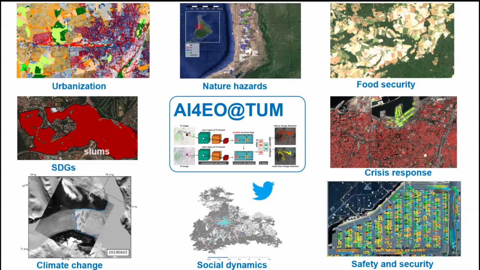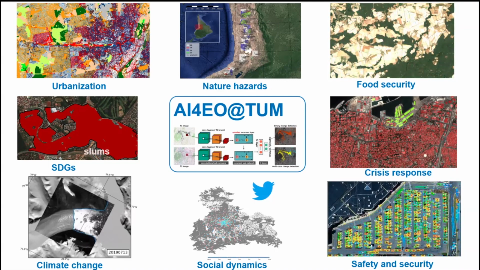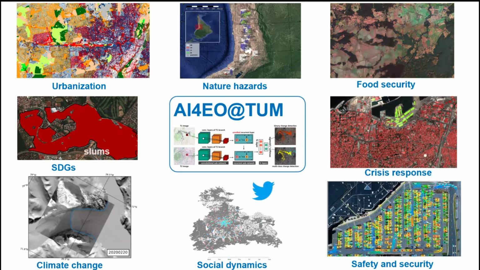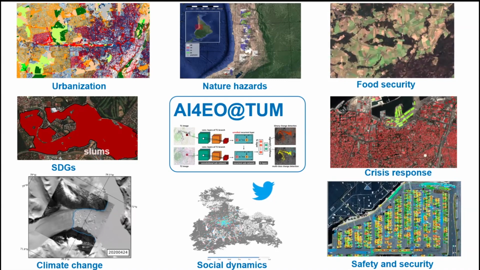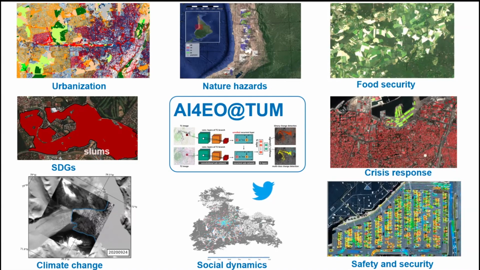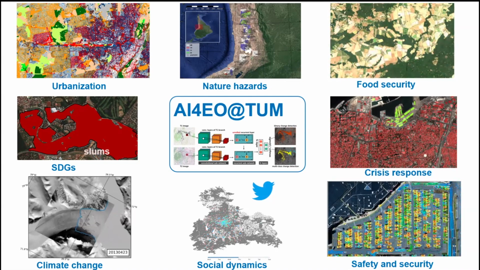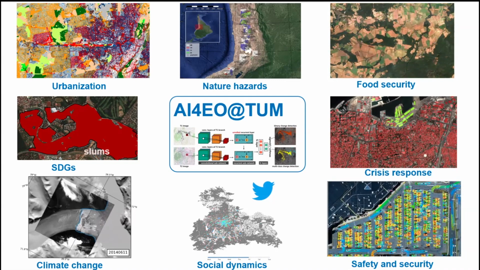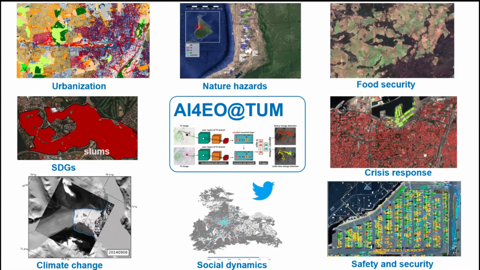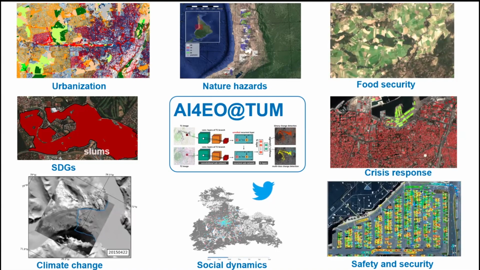Other than that, we also work on very unconventional geodata like tweets. For example, we have been streaming global tweets, which is now no longer possible, but in the past for 4 or 5 years on a global scale. We are trying to understand social dynamics globally. And finally, we also work on very practical things like safety and security.